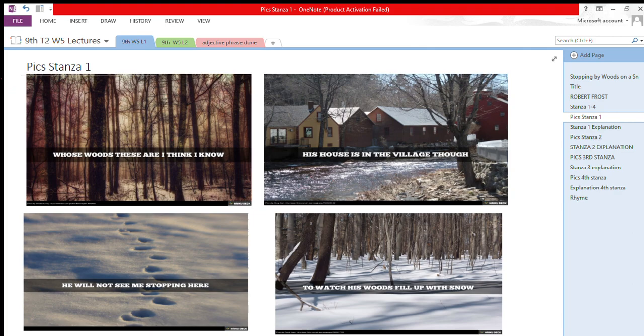Whose woods these are, I think I know. His house is in the village though. He will not see me stopping here to watch his woods fill up with snow. So the first picture depicts the woods where the poet is, then the house of the owner of the woods, and then he won't be able to see the poet stopping there. And why does the poet stop there? To watch the woods fill up with snow.